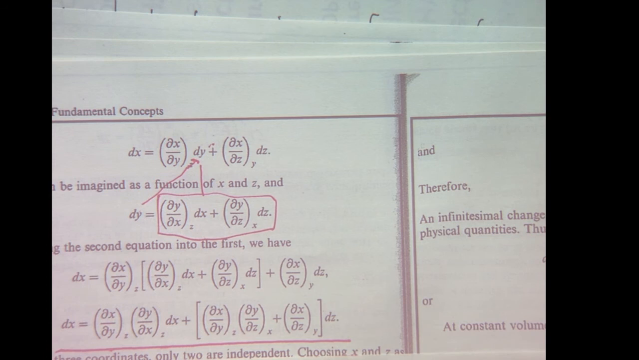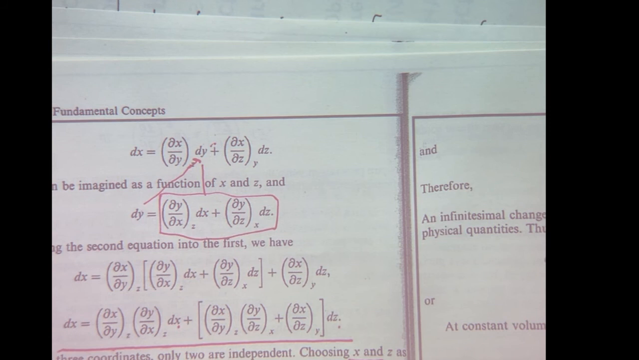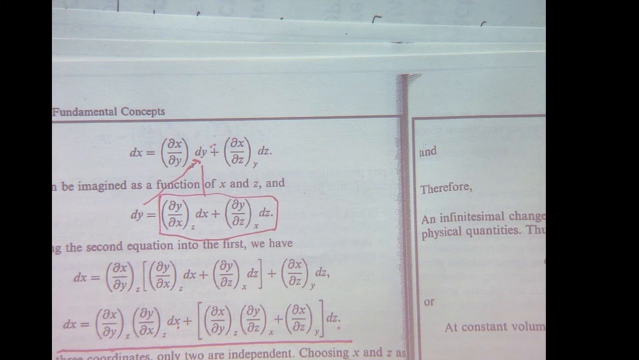Now, since only two of the three coordinates are independent, let's just arbitrarily choose x and z as independent. In fact, there they are. Being independent means that that's what we control in the experiment. So if you were applying this multivariable calculus to a particular experiment, the independent variables would be the variables that you control in the apparatus, the temperature, or the volume, or the pressure, or something.